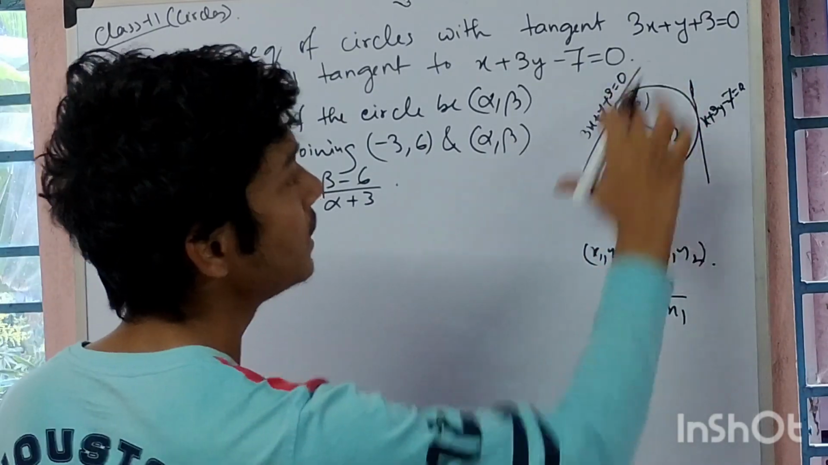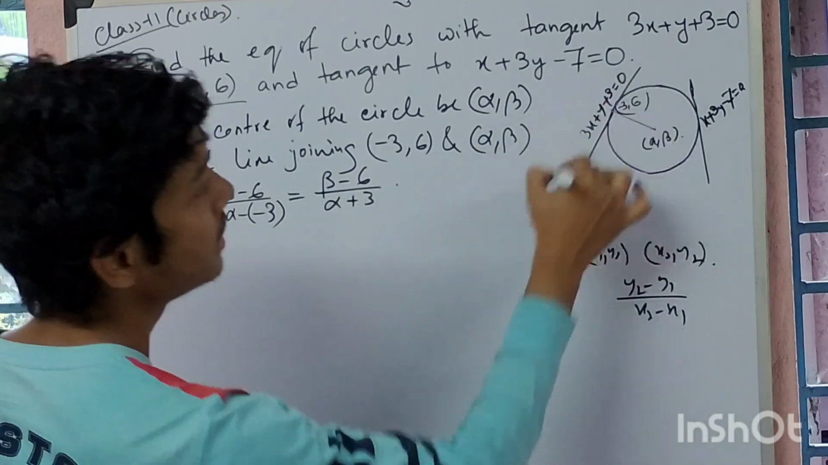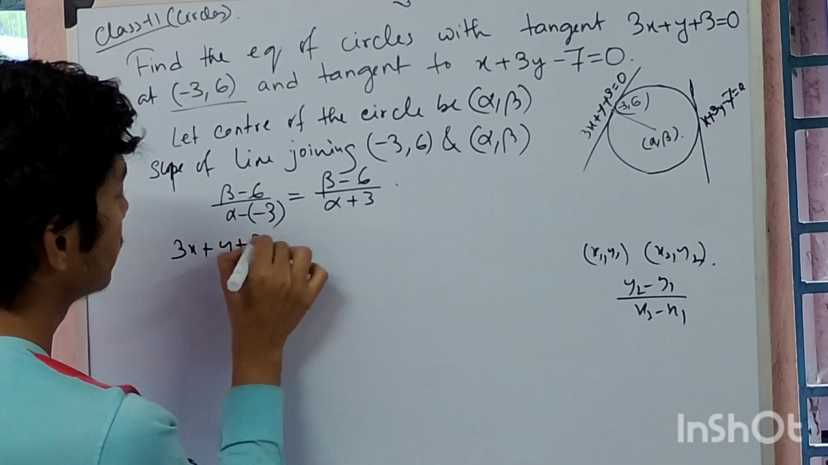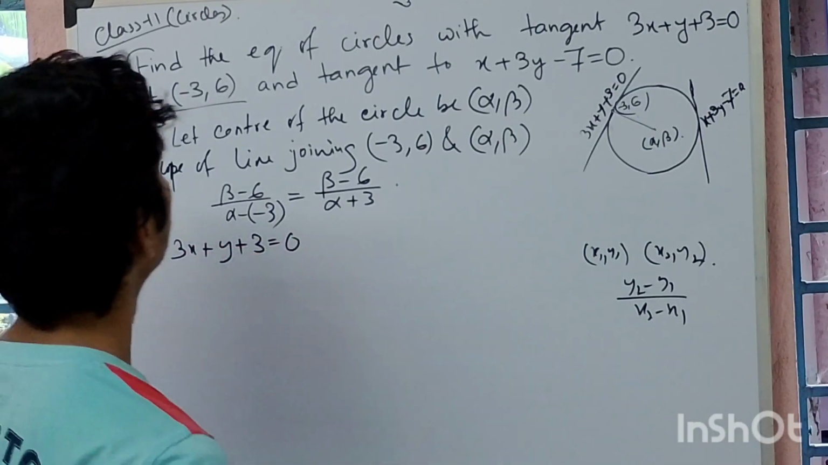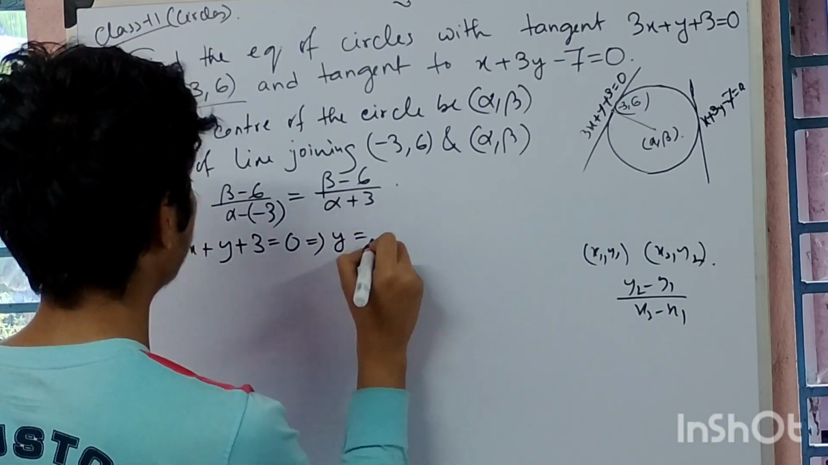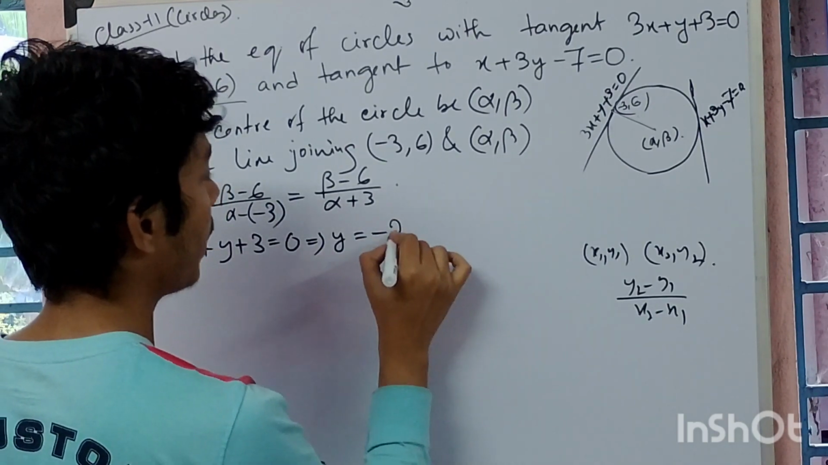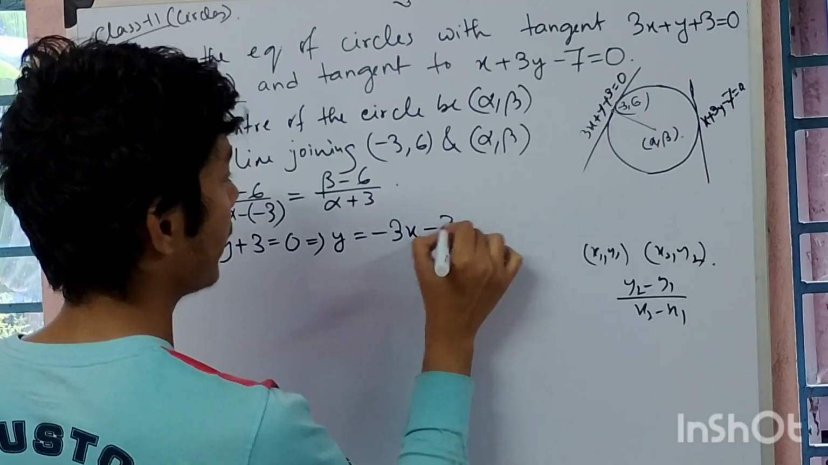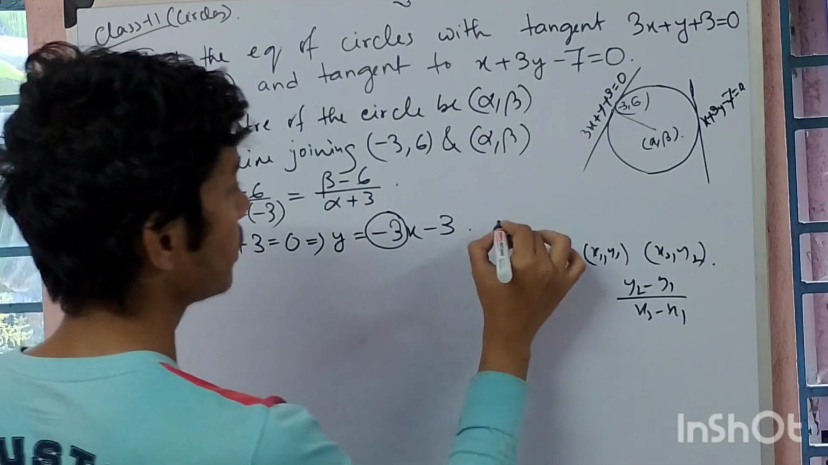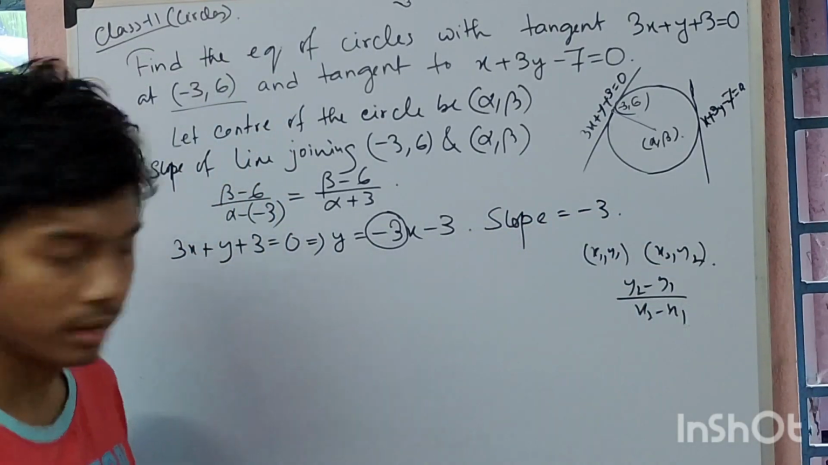Now what is the slope of this tangent? I can easily find it out. What is the equation of the tangent? This tangent is 3x plus y plus 3 equals 0. From this one I can write y equals minus 3x minus 3. So this is the slope. Hence, slope equals minus 3.